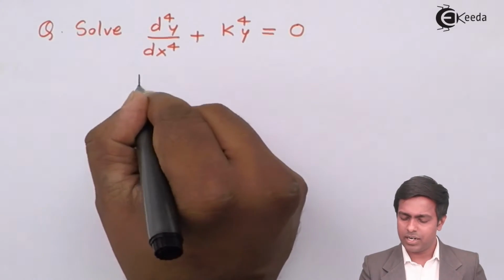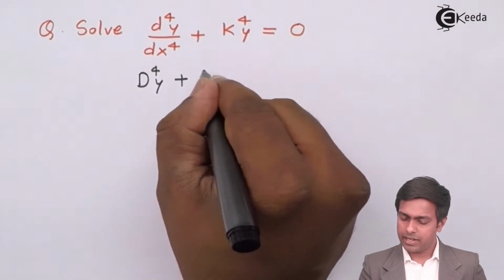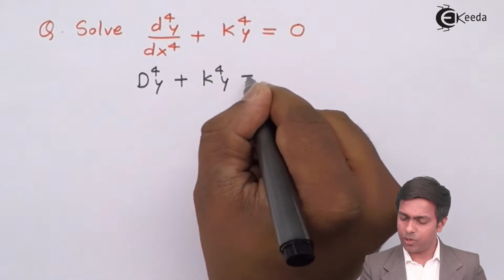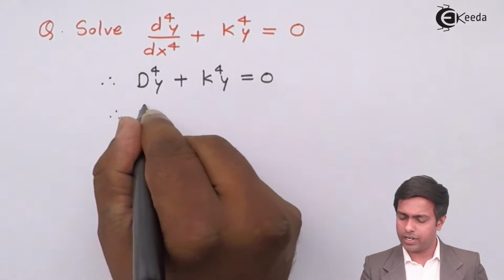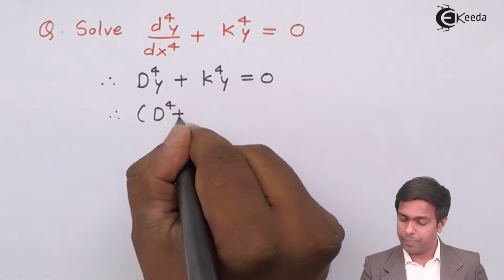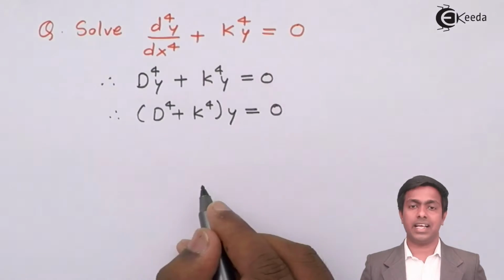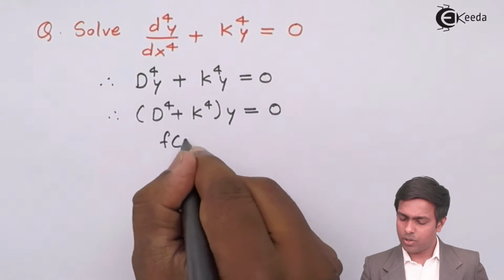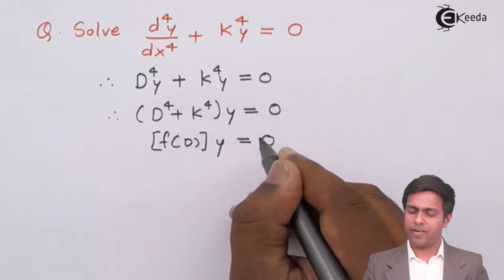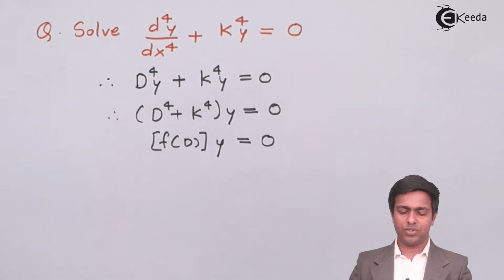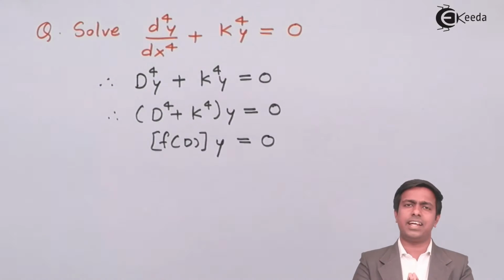So that is nothing but D raised to 4 y plus k to the power 4 y equal to 0. Now we can take y common and therefore we will get D to the power 4 plus k to the power 4 into y equal to 0. And guys, this has got converted into the function of D into y equal to 0. And for this, we will be finding the solution. Now guys, before starting the solution, just observe the right hand side, and right hand side is 0.